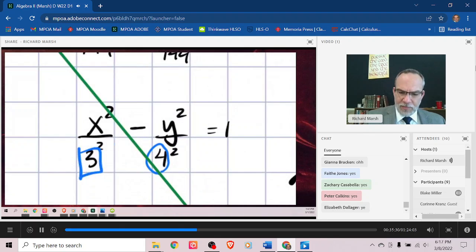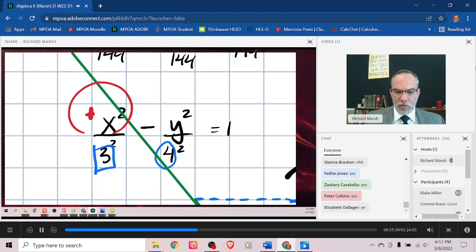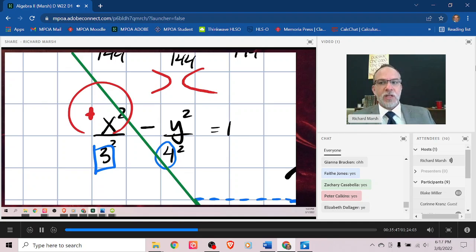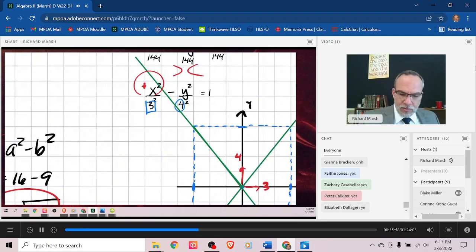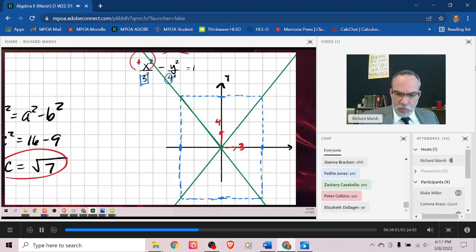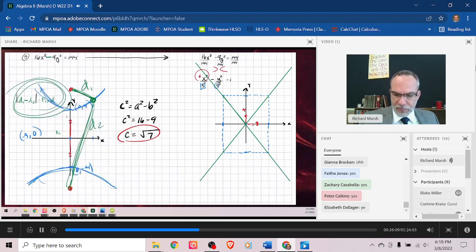Now, you have to come back in here and see which one's positive. The x is the positive one, and the y is the negative one. What does that mean? It's a hyperbola that's going to open sideways like this. You're going to get two different ones. It looks like a parabola with a mirror image on the other side. Why is that? Because the x value is positive, the y value is negative. It's going to open sideways. Which means you're going to have a graph in this area here, and you're not going to have anything top and bottom. Your top and bottom are going to be empty.